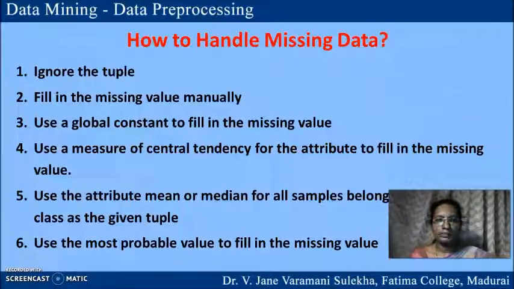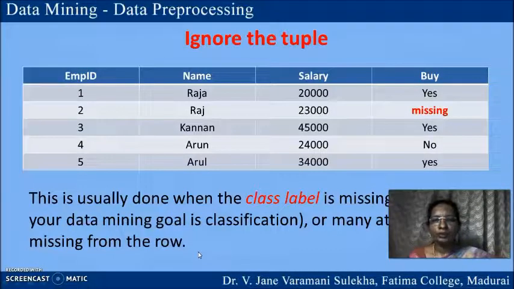How to handle missing data? We can ignore the tuple, fill in the missing value manually, use a global constant to fill the missing value, use a measure of central tendency for the attribute to fill in the missing value, use the attribute mean or median for all samples belonging to the same class as the given tuple, or use the most probable value to fill the missing value.